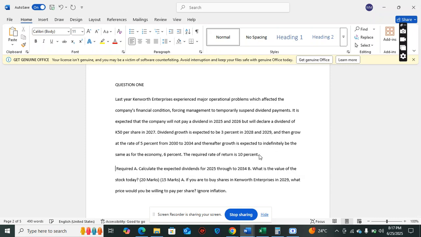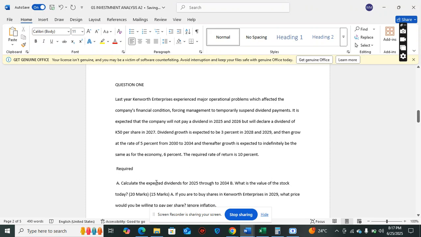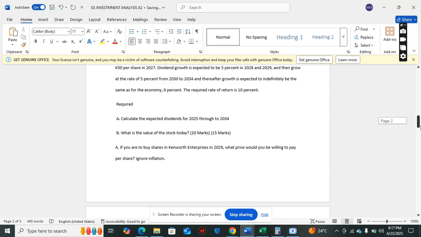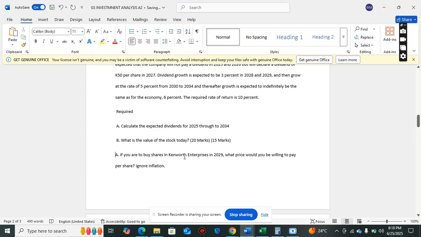So what we're required to do first, we need to calculate the expected dividends for 2025 through to 2034. B, we need to find the value of the stock today. C, if you buy shares in Kenworth Enterprises in 2029, what price would you be willing to pay per share? Ignore inflation.